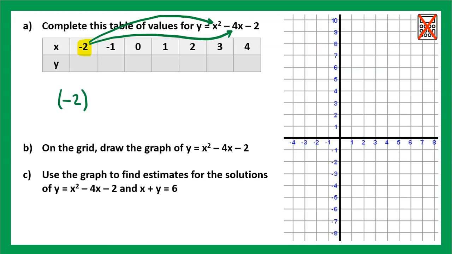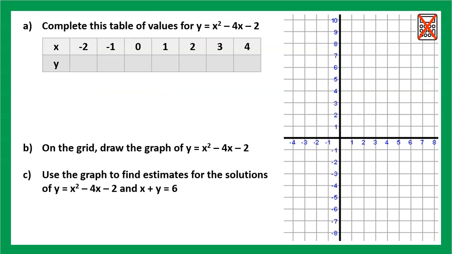So for this first value, it would be brackets -2 squared minus 4 lots of brackets -2, subtract 2. Inputting this into your calculator will give you the right answer straight away, and just swap these values for x, finding all of the corresponding y values. Without a calculator is a bit harder, as it's quite difficult to do all of that in your head with all of the negative values that you've got.